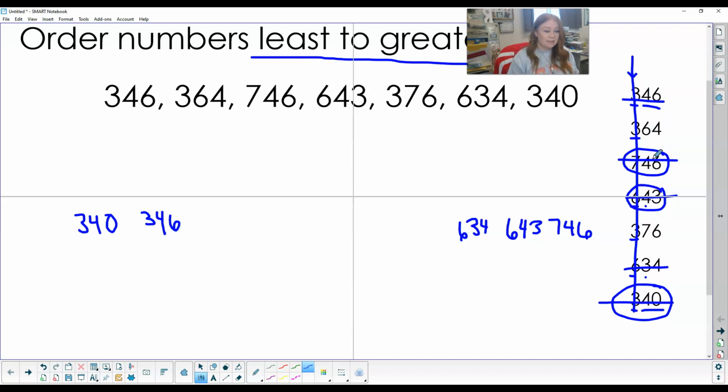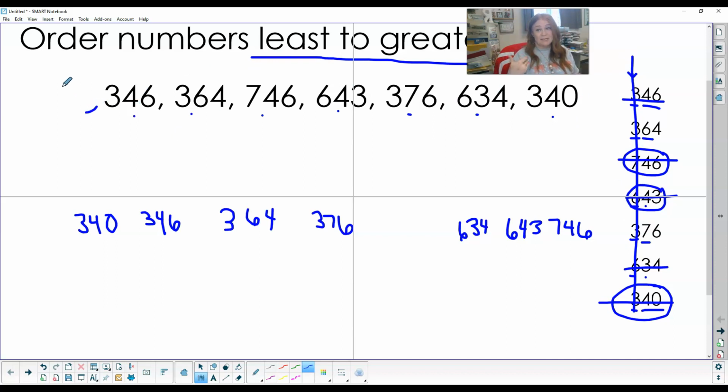And then we've got this one here. We've got 364, 376. I know 6 is smaller, so 364, 376. So I'm just going to double check myself. I should have 1, 2, 3, 4, 5, 6, 7 numbers. 1, 2, 3, 4, 5, 6, 7: 340, 346, 364, 376 into my 600s and my 700s. So there's lots of strategies to do this, right? I can just start placing them, seeing where they go, but I like to compare them value by value.